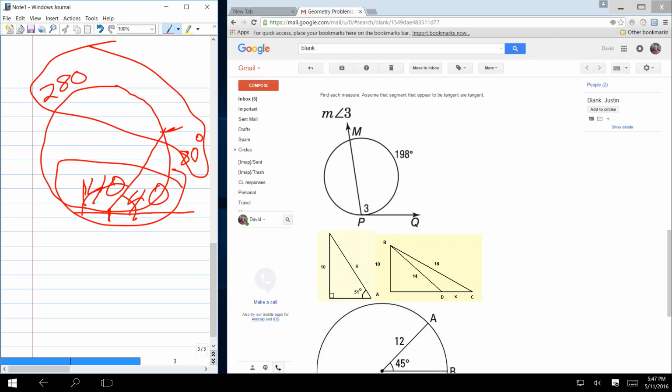Based on that, what's angle 3? Your angle 3 is 40. No, or wait, half of that, it would be 198 divided by 2. Yeah, 99.